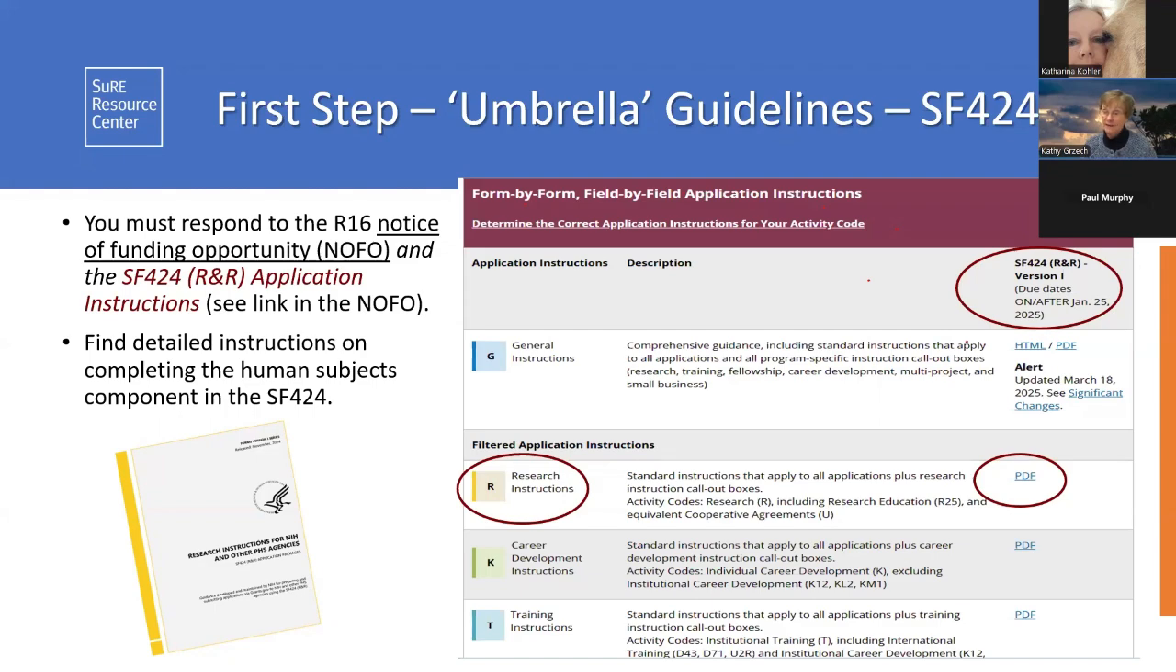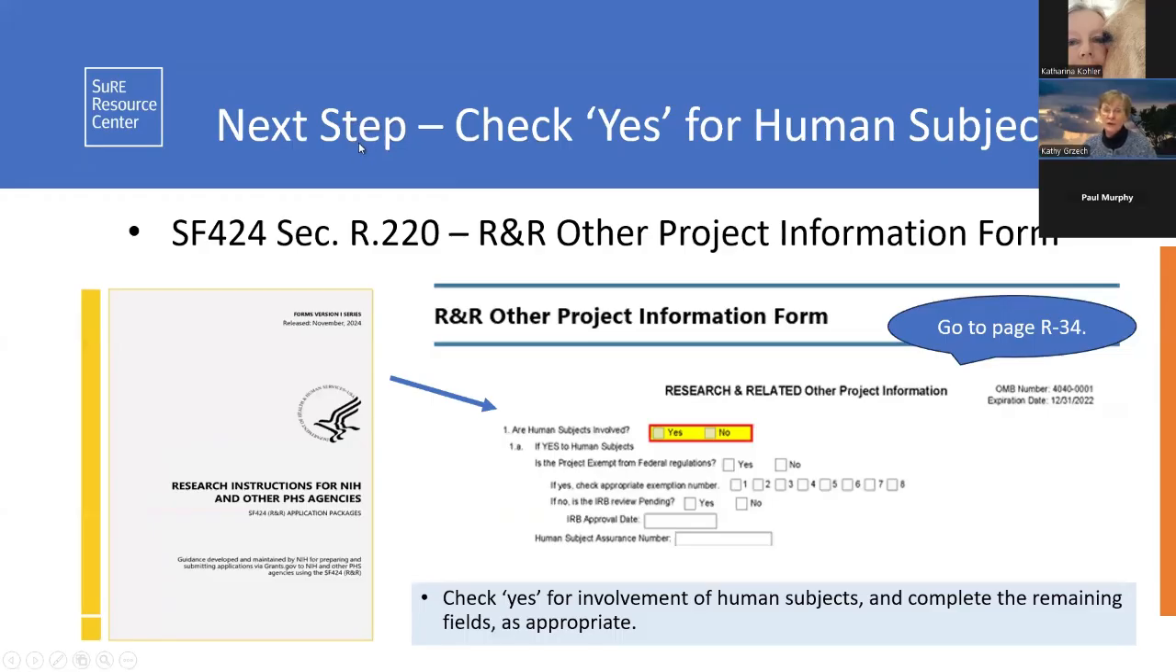And since R16 is a research grant, you are going to use the research instructions. You see that circled on the left, and the PDF, which you can click on to access that version. There are multiple versions of the SF 424, so it's important that you pick the right version. When you look at the 424, there is a section R220 that helps you fill out the R&R other project information form. This is on page R-34. And the first question it asks you is, are human subjects involved? And you're going to check yes. And then you're going to go through the rest of these questions.